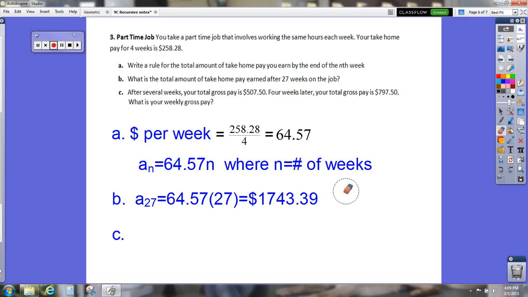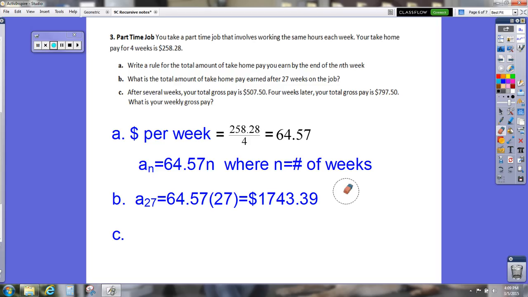After several weeks, your total gross pay is $507.50. 4 weeks later, your total gross pay is $797.50. What is your weekly gross pay? So you've gotten a raise. We want to figure out how much you are going to make now per week after your raise.